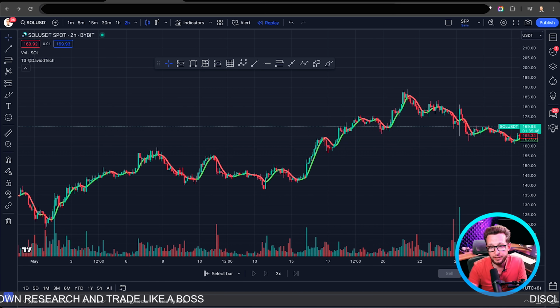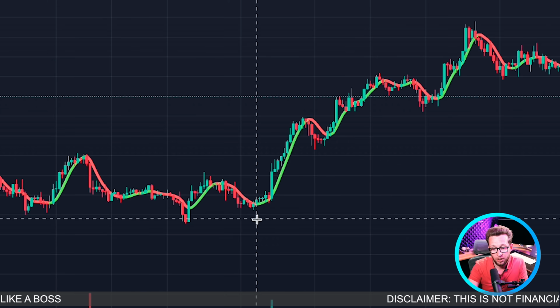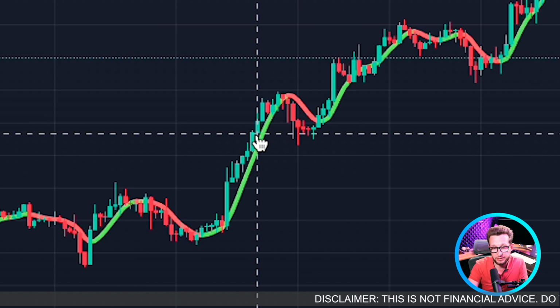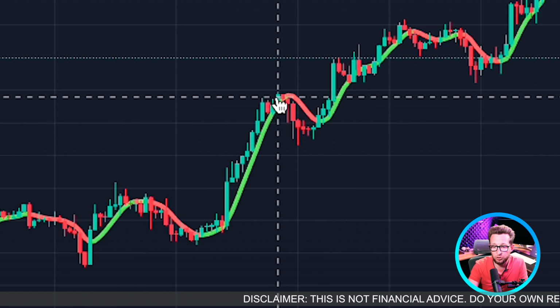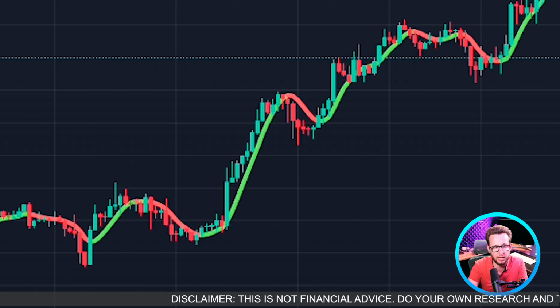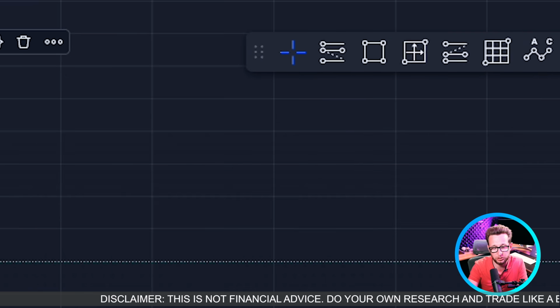Okay, as you can see, the T3 gives us our trend direction. We call it a baseline here on DaviddTech. When price is above the T3 and it is green, we're looking for longs, and when it's below, we're looking for shorts.